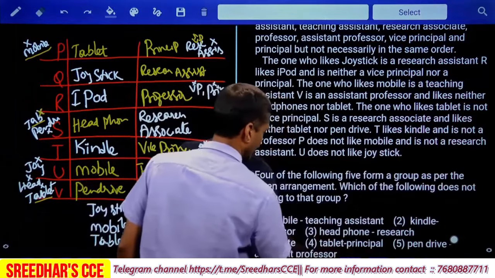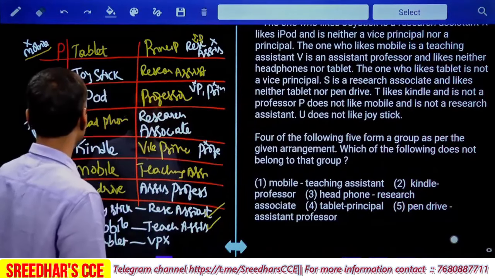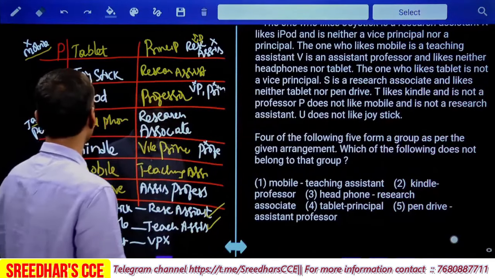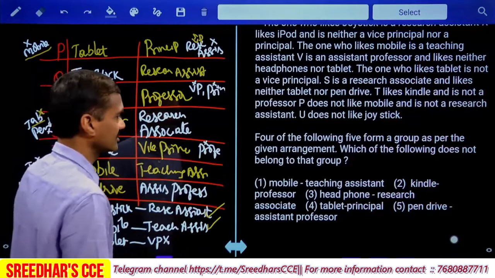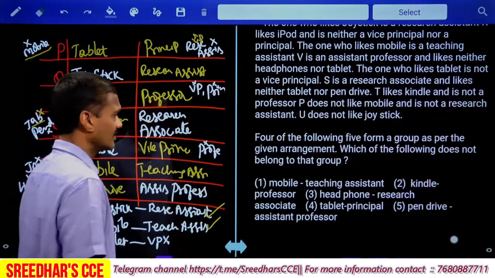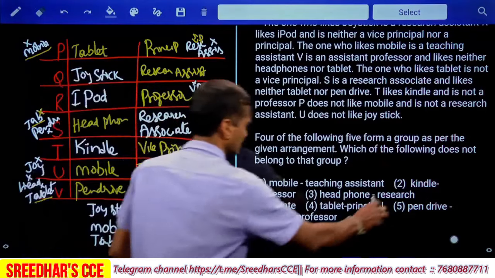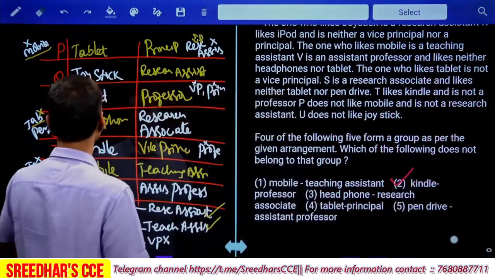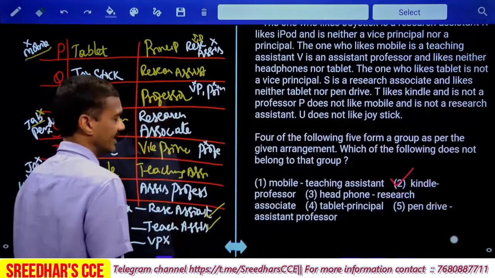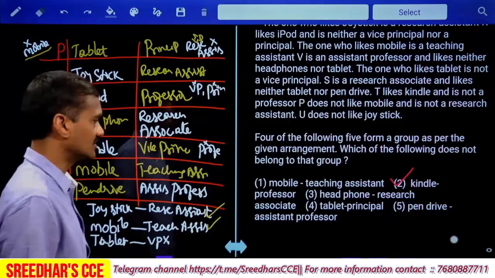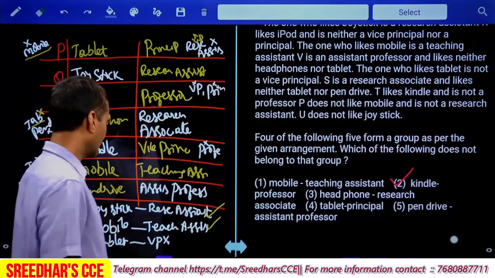Then coming to 11 here. Now four out of the following is nothing but an odd man out. Mobile is a teaching assistant. Mobile teaching assistant, definitely true. Kindle professor, that is false because Kindle must be vice principal rather than professor, isn't it? Then which of the following does not belong? What is your answer here? Choice 2 is the answer. Then coming to the third one, headphones and research associate, that is also true. Tablet principal, that is also true. Except choice 2, in the remaining choices the gadget and the position were correctly given, unlike in choice 2.